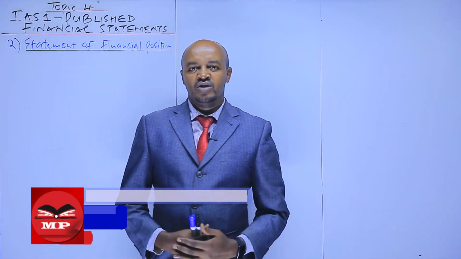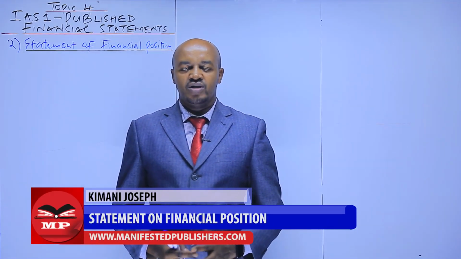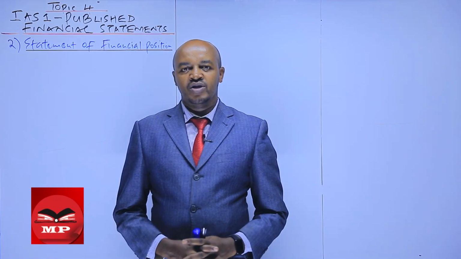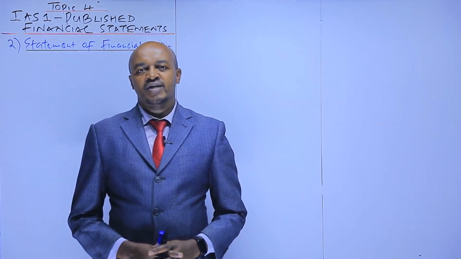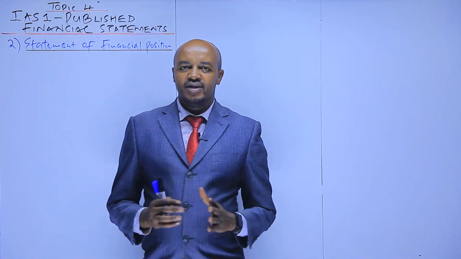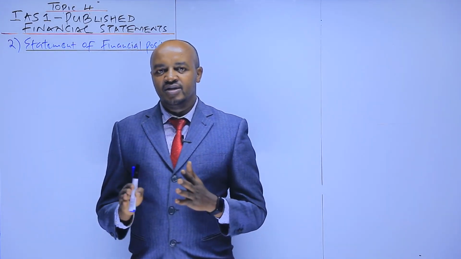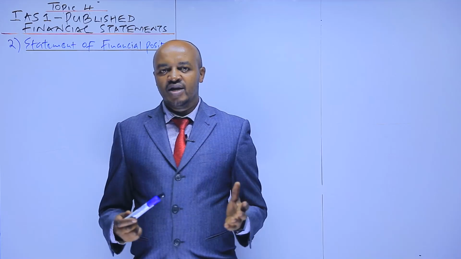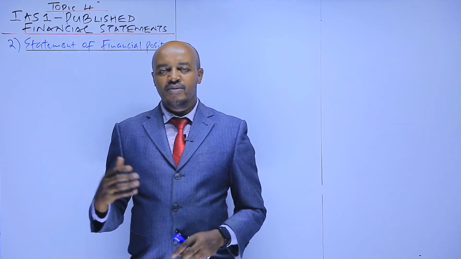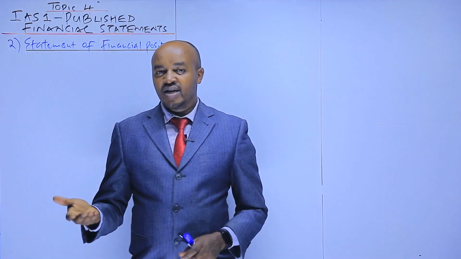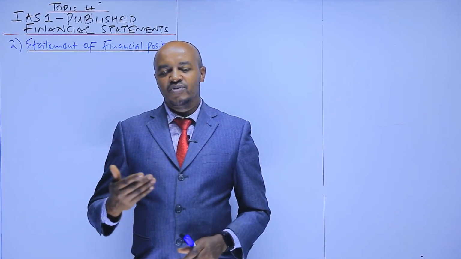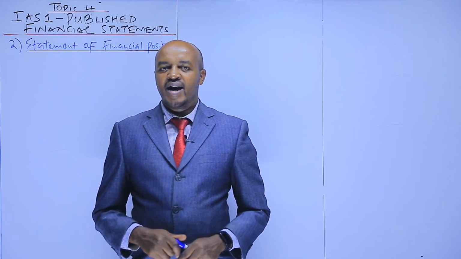Welcome back. So let's continue with this topic on published accounts, and I want us to look at the second component, and that is a statement of financial position. A statement of financial position, which was formerly known as the balance sheet, is a statement of assets, liabilities, and equity or capital. This is prepared by a company to ascertain its financial position at the end of the year. A company will prepare this to know the assets it owns at the end of the year, what its liabilities are, and also what the capital or equity of the company is at the end of the year.